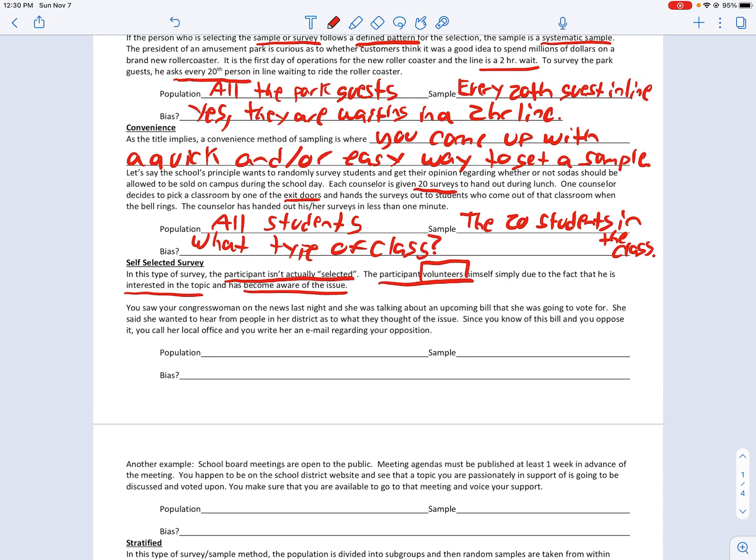So you saw your congresswoman on the news last night talking about an upcoming bill. She said she wanted to hear from the people in her district. Since you know the bill and you oppose it, you call her local office and you write her an email regarding your opposition. So the population would be all voters in her district.